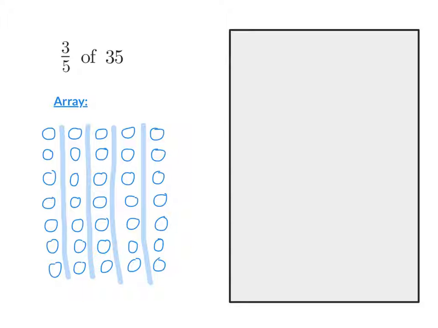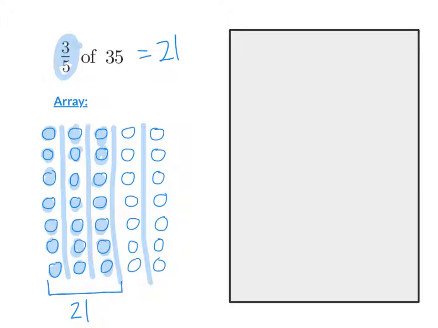Now that we have our array, this is review from yesterday. If I want to find 3/5 of them, how many of these groups do I need? 3. So I need these ones here, 2, 3, 4, 5, 6, 7, 8, 9, 10, 11, 12, 13, 14, 15, 16, 17, 18, 19, 20, 21. So go ahead and shade in 3/5 of 35, and we can find that 3/5 of 35 is how many? 21.